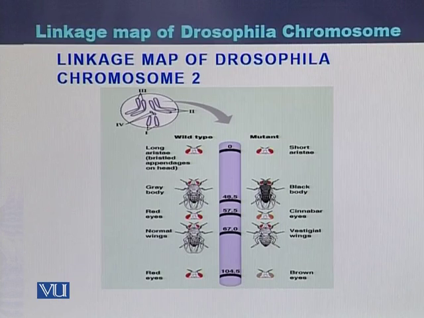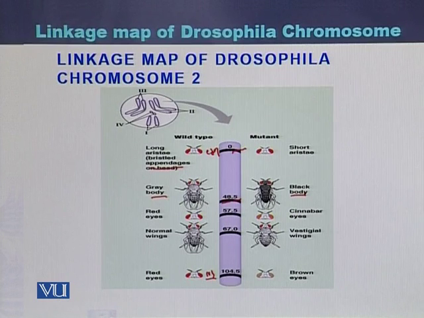In this case, we can see different genes and their locations. This is centimorgan 0, and the length of this chromosome is 104 centimorgan. The first gene, which is for bristled appendages, is on centimorgan 0, while the gray body gene or the black body gene is present at centimorgan 48.5.